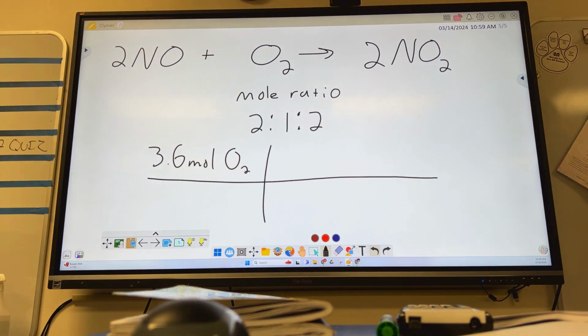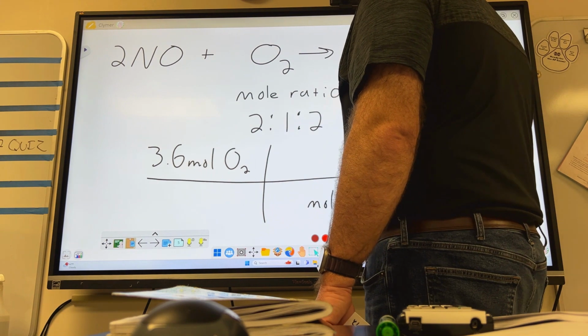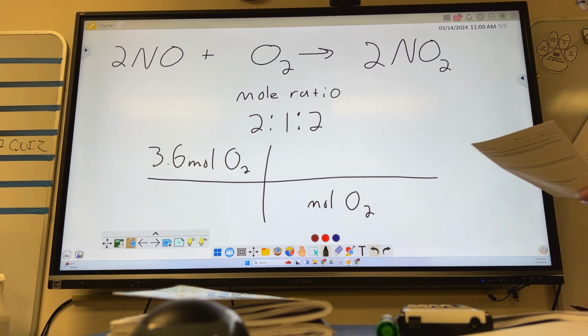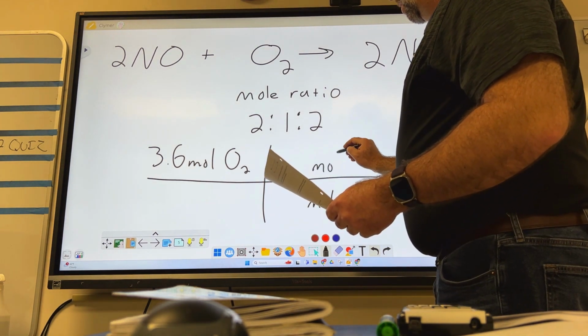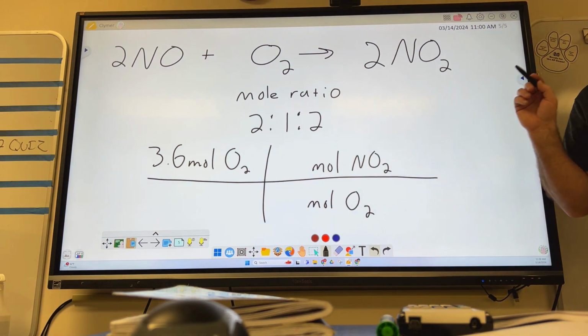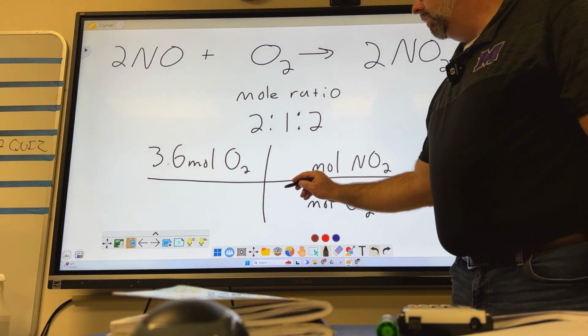Now again, without thinking about it, what can I immediately write down? Moles of O2. And now let's think about this, looking at our question in part B. What are we trying to get to? How many moles of NO2? Moles of NO2. Do I have a conversion, some kind of relationship between moles of O2 and moles of NO2? 2-to-1 ratio. 2 to 1, or probably best put as 1 to 2.